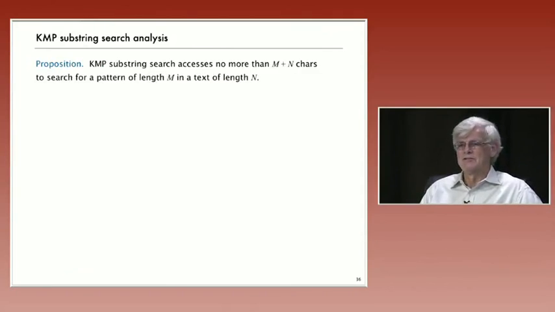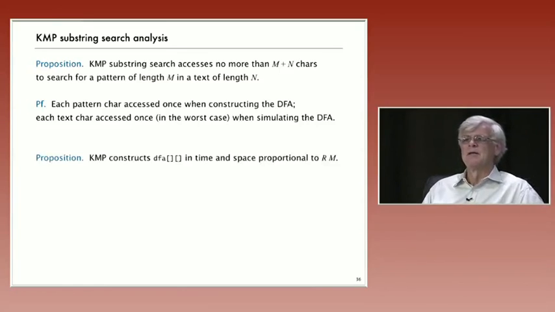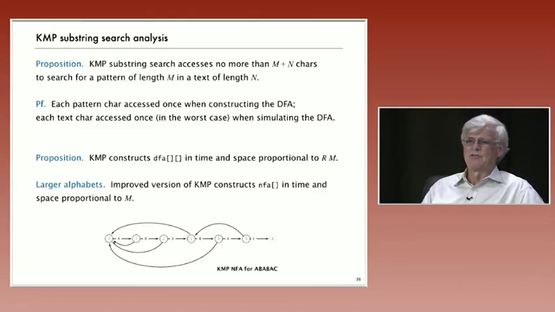The bottom line is, and this follows immediately from examining the code, that the KMP substring search is linear time. You only access each character in the pattern, and each character in the text, at most once. Quite remarkable. Each pattern character you access once when you're making the DFA, and each text character is accessed once when you're simulating the DFA, and that's in the worst case. Now, the space, again, is proportional to RM because we have all those mismatches.